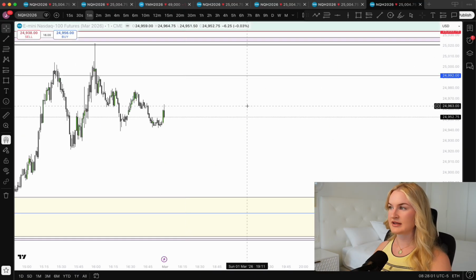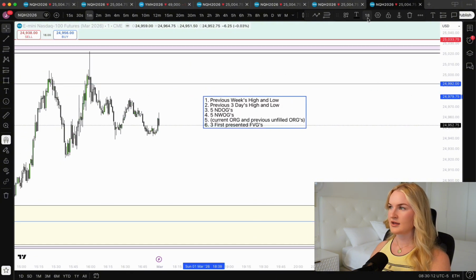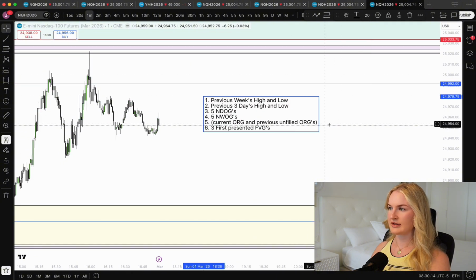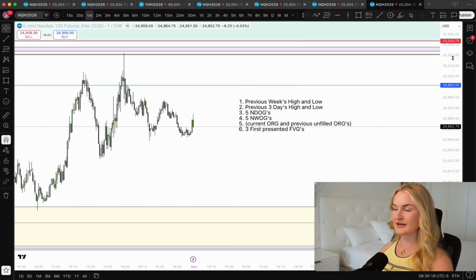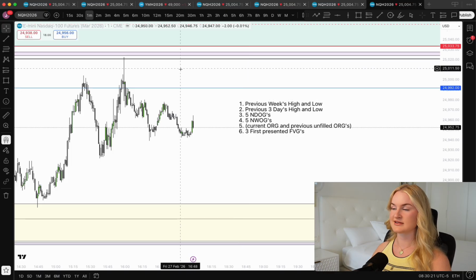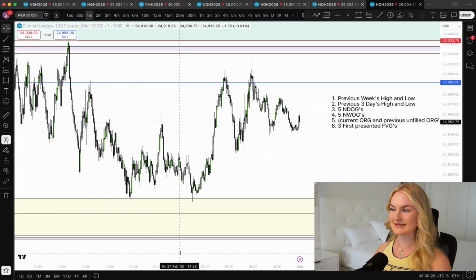So now we have all the key levels on the chart, and let's recap. So that's it. These are the key levels. Let's make that actually bigger. And now let's explore and see if the market really respects them. So let's go back to Wednesday.